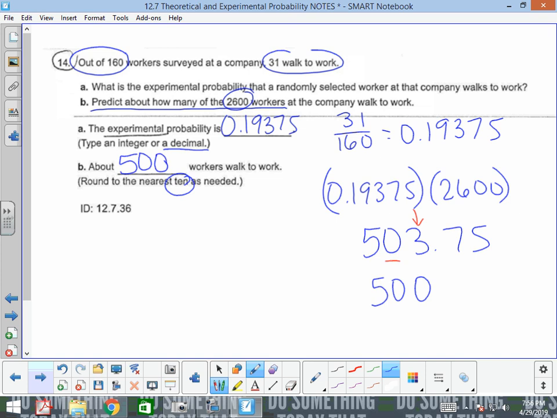All right, so that is theoretical and experimental probability homework examples.